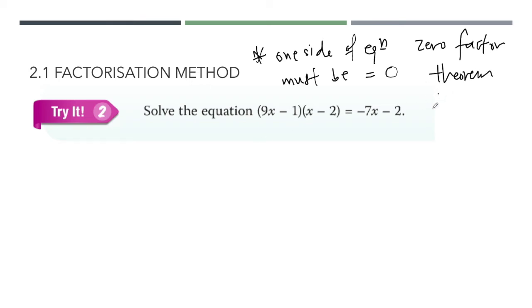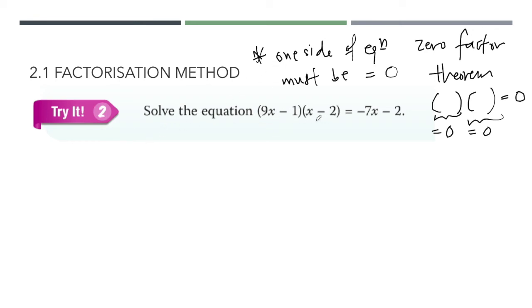This is because of the zero factor theorem, meaning once you factorize and it's equal to 0, then you can confirm that either this bracket is equal to 0 or this bracket is equal to 0. Otherwise, there's no way we can find out or assume anything about the 2 brackets. So first of all, solve this.